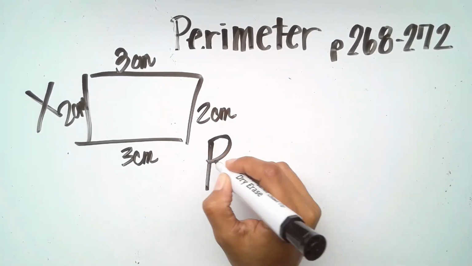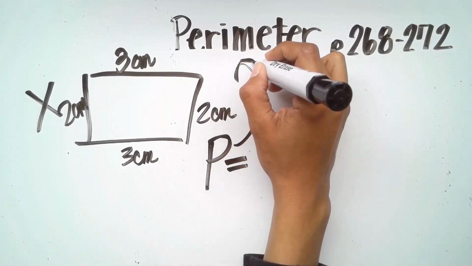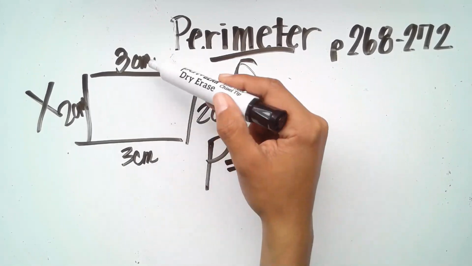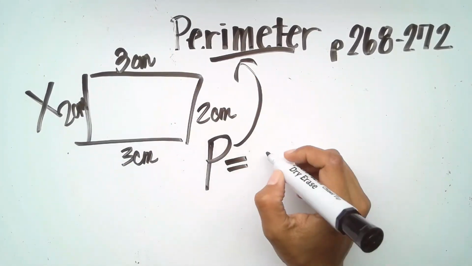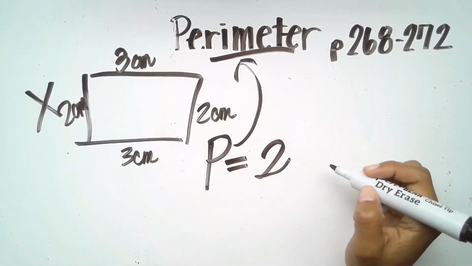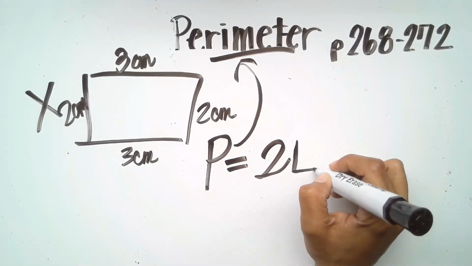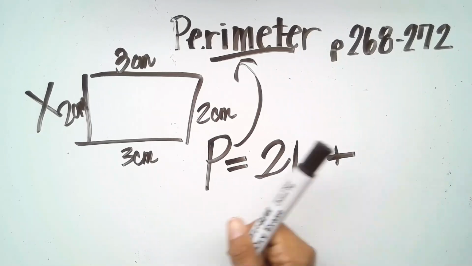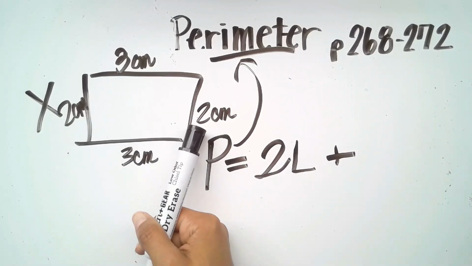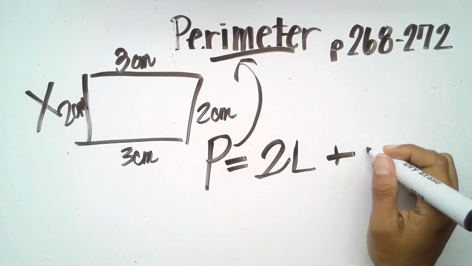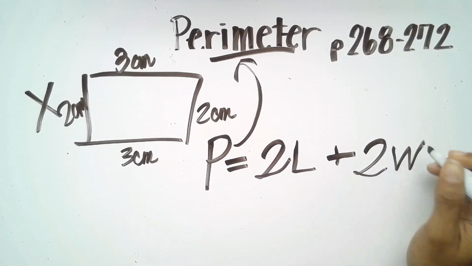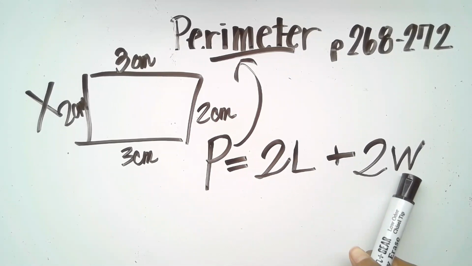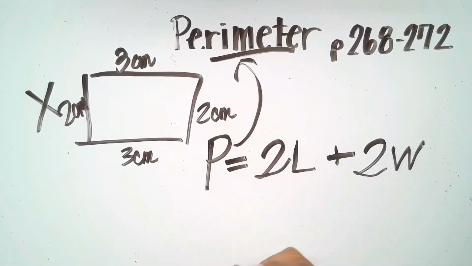So I'm still going to have my P because P stands for perimeter, right? But since I have 2 sides and 2 sides here, I know that I'm going to use a 2 to multiply by my length because there's 2 sides that stand for the length. And then I'm going to add it to my 2 sides that are my width. So I've got 2 times L, 2 times W, and I add those together and it gives me my P.